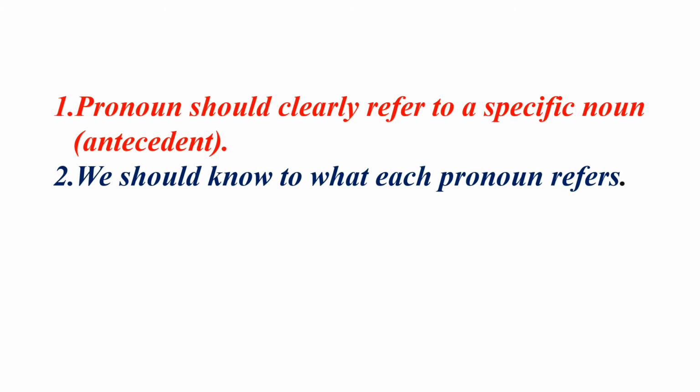The second one is we should know to what each pronoun refers. So, in a sentence, at first we have to identify to which or to what the pronoun that is used in the sentence refers. And what we have to do, we have to eliminate ambiguity in a sentence. That means we have to make the sentence clear and exact, and we have to make the meaning of the sentence clear to everybody.